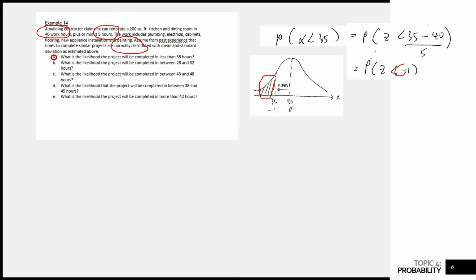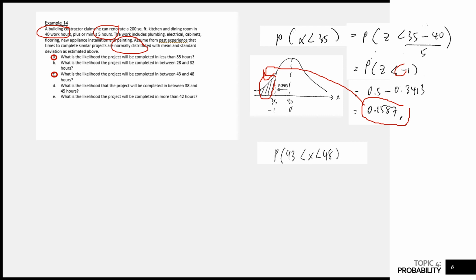So therefore, to get the probability beyond 35, you need to deduct 0.3413 from half. So your answer is 0.1587. Okay, remember this 0.1587 is this striped area. Now for the next question that I want to try with you is C. What is the likelihood or probability that the project will be completed between 43 and 48 hours? First things first, write down the question.